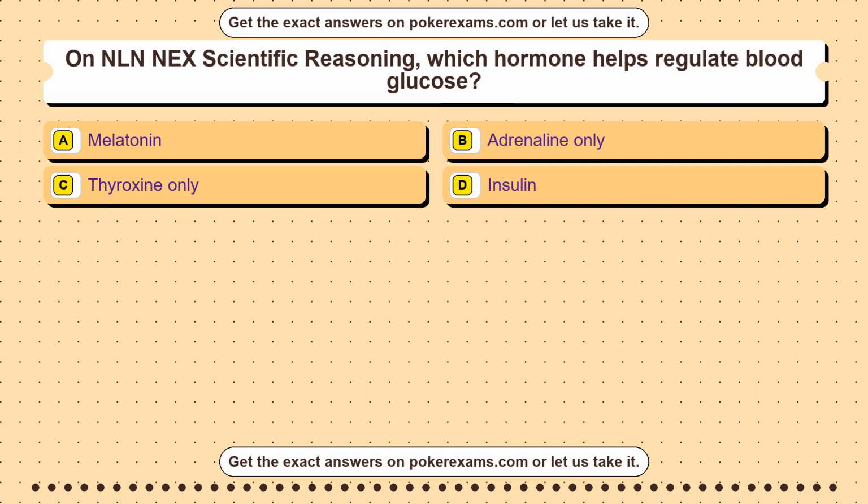Question 14. On GED science practice test, which detail best supports an inference in RLA? Option A. A personal guess. Option B. A longer answer choice. Option C. A familiar topic. Option D. A quoted line from the passage.